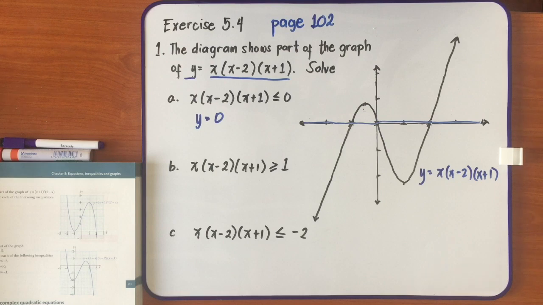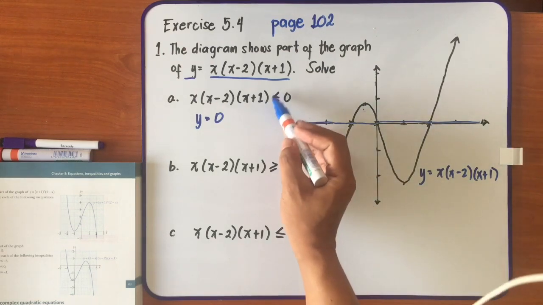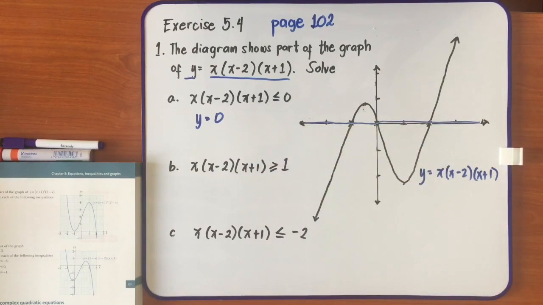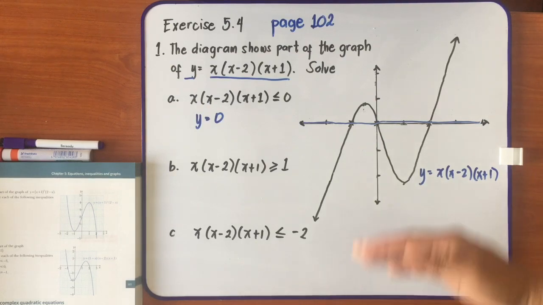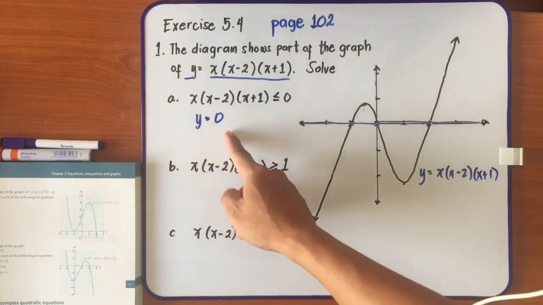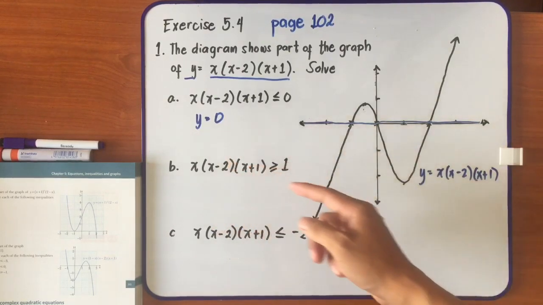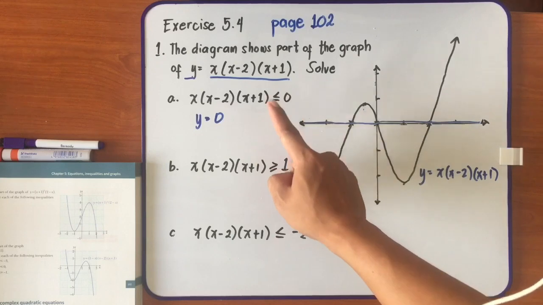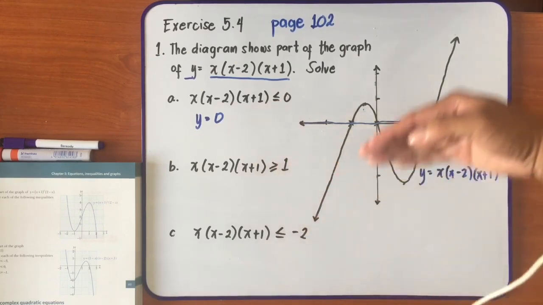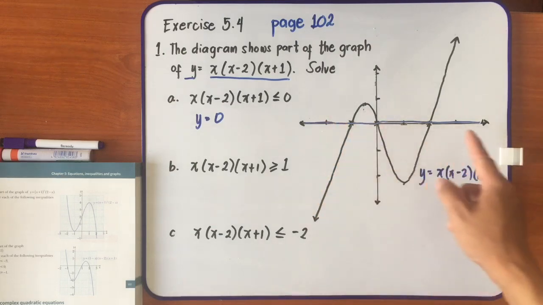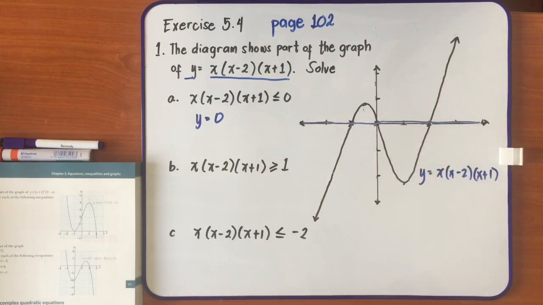So, therefore, I am going to consider also the sign. This sign is less than or equal to 0. So, therefore, everything that is below y equals 0. Below. I repeat, it's below y equals 0 because it's less than. But if it is greater than, then it's above y equals 0. So for the line y equals 0, below it will be the solutions.